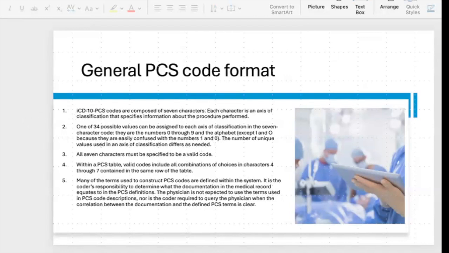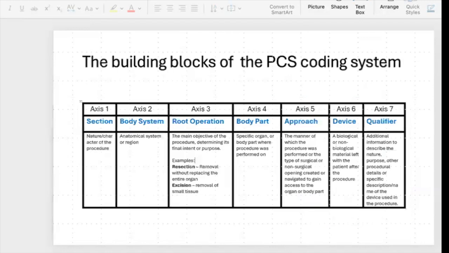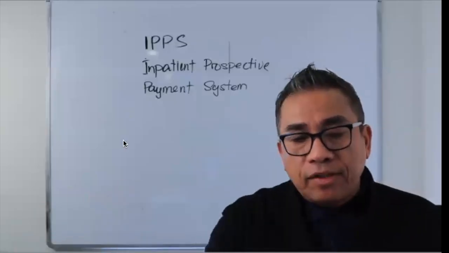Okay, matter of fact, these 7 characters, if I move on to the next slide, are these. It's the same thing I'm going to show you on the board, but let me explain each axis here. Axis 1, 2, 3, 4, 5, 6, 7, which means this represents the 7 characters of a PCS code. Okay, the first axis right here is the nature or character of the procedure. What do I mean by that? So it is already established that a procedure code, guys, has 7 characters.